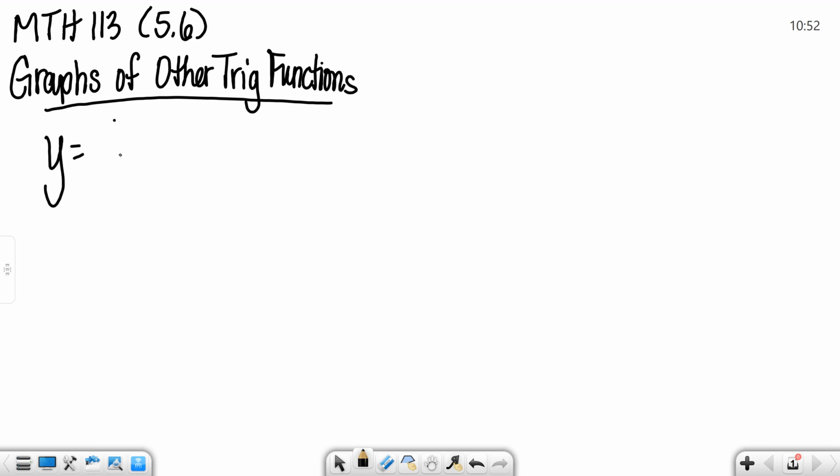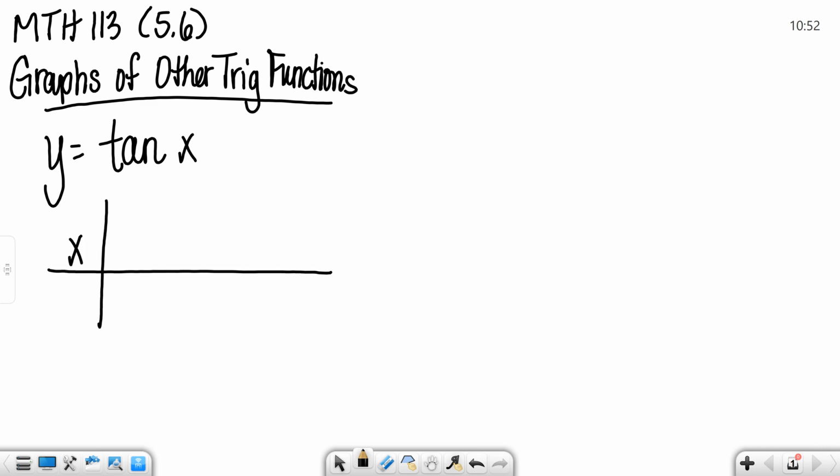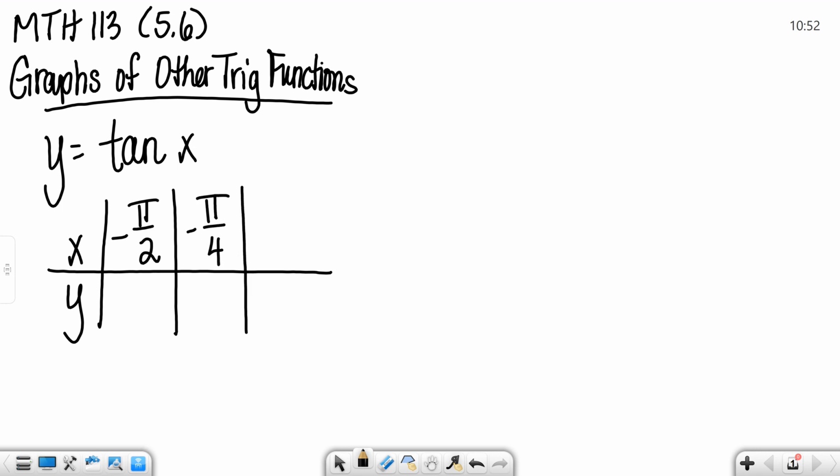We will start with y is equal to the tangent of x. A few things that are going to be a little different this time. When we start our table, we are still going to use values that are on the unit circle, but I'm not going to start at 0. I'm going to start at -pi/2, and I am going to count by pi/4. And you will see why once we get to graphing tangents.